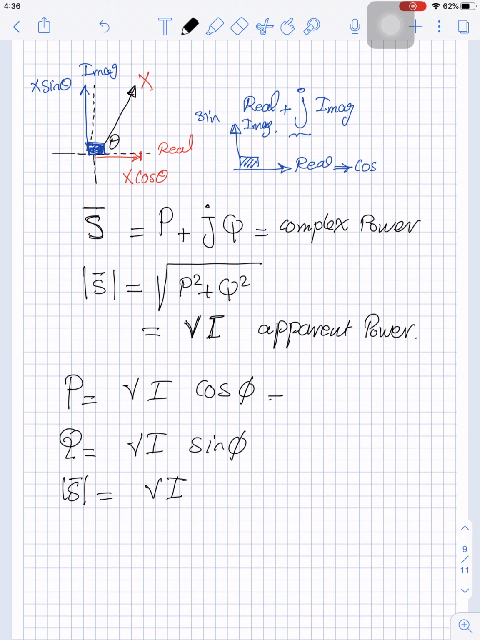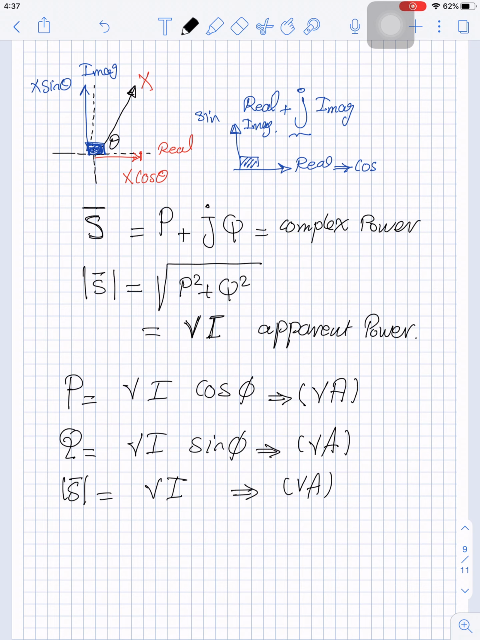So what is the unit for P? The unit for P is volt ampere, because it's VI cos phi. Cos phi is a scalar, no unit. V is volt, I is ampere, so it's a volt ampere. What is the unit for Q? It's a volt ampere. What is the unit for S? It's a volt ampere.